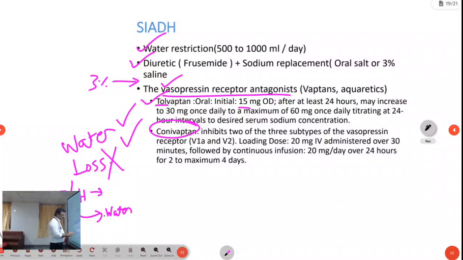But this has not come into standard guidelines. Many papers are there regarding the use of tolvaptan in cardiac failure. You can read about that and use it.